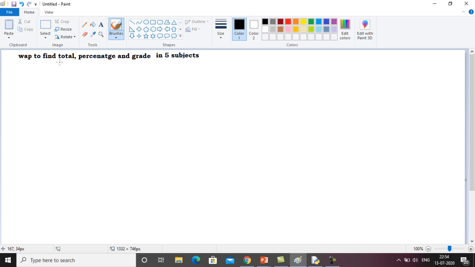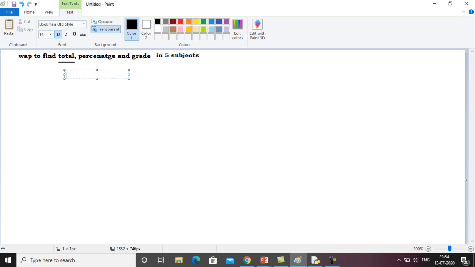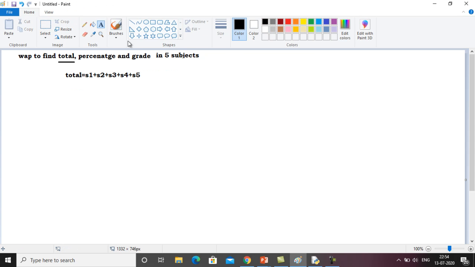Now when we talk about the total, what will be the formula for the total if we have 5 subjects with us? Obviously total is basically, suppose S1 denotes subject number 1, then S2, then S3, then S4, then S5. So we get the total by this expression if we add the marks of all the subjects, right? After that, the next thing that we have to find is the percentage.